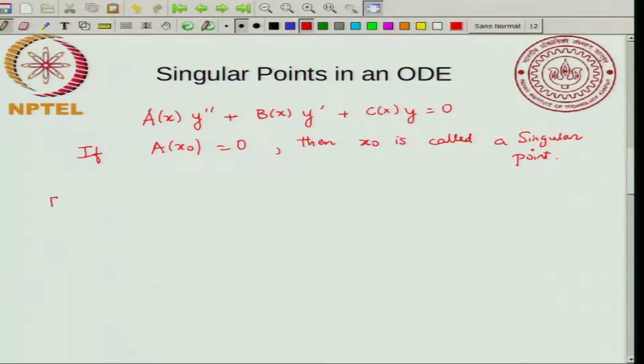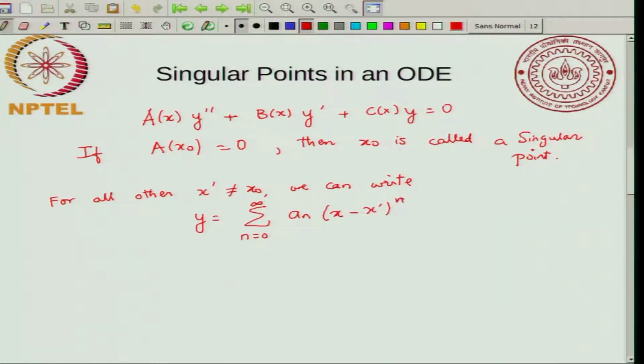For all other x prime not equal to x 0, we can write y is equal to sum over n equal to 0 to infinity a n times x minus x prime raised to n. So this is a power series about x prime. If x prime is not a singular point, then we can write a power series solution in this form, and the power series method will work.